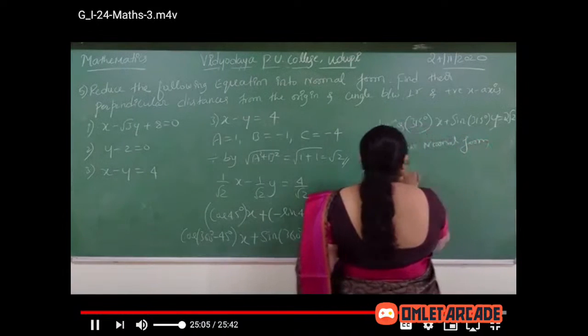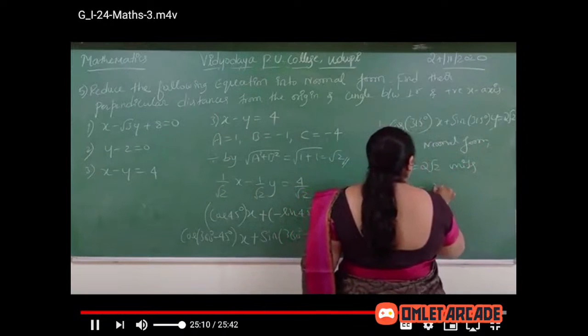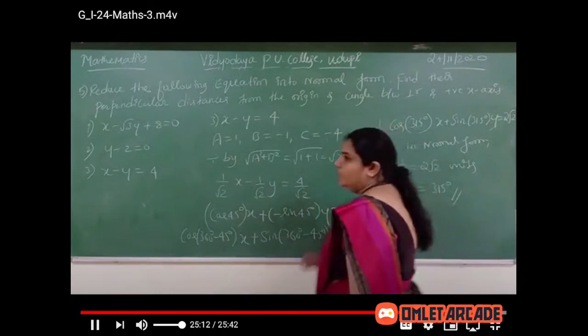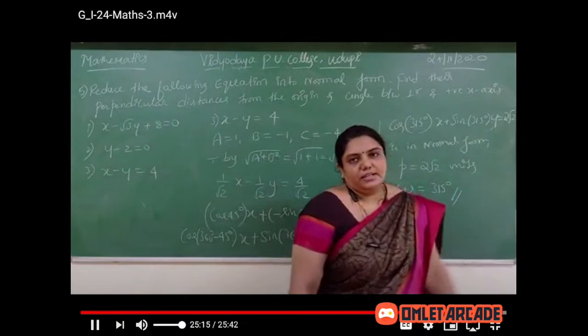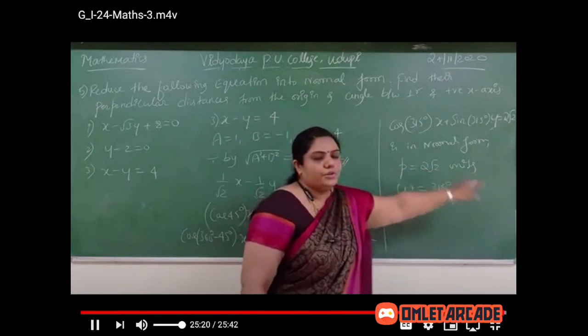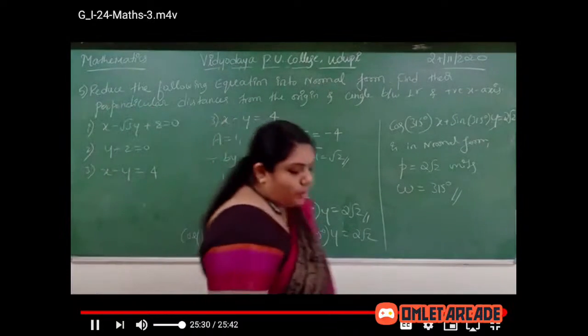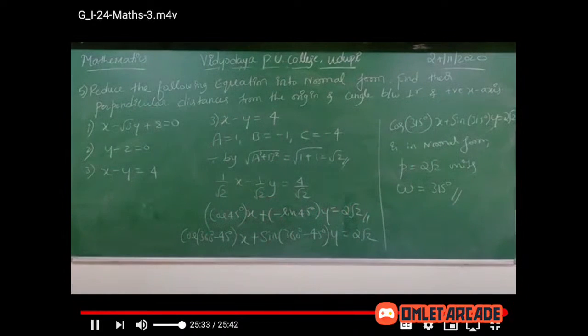Normal form. So p is 2 root 2 units and omega is 315 degree. It's better if you write units. In every problem, when you are finding the p value, please note the change. You have to write units because it is distance, right? We'll write 2 root 2 units. This is the perpendicular distance from origin, and omega is the angle between the perpendicular and positive x-axis. We'll see the next type of question. This is very important, students. We'll see the next type of questions.